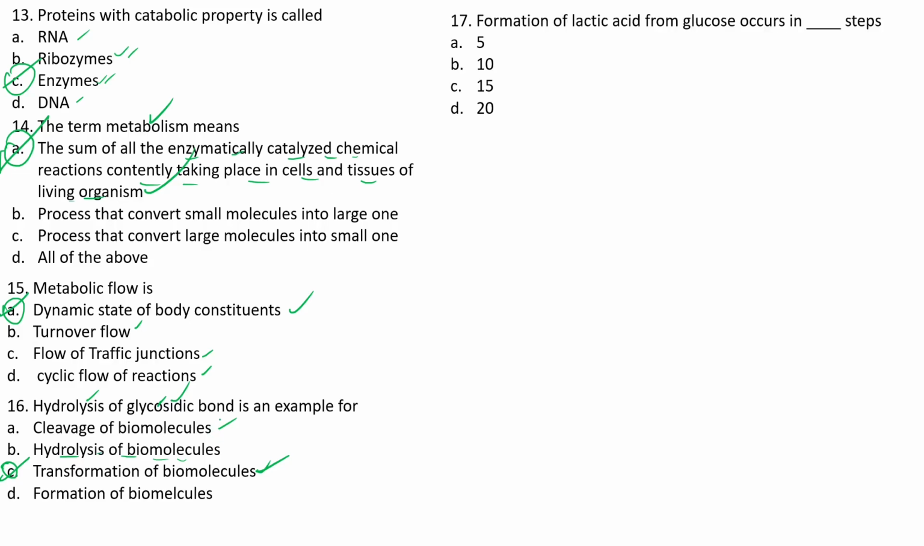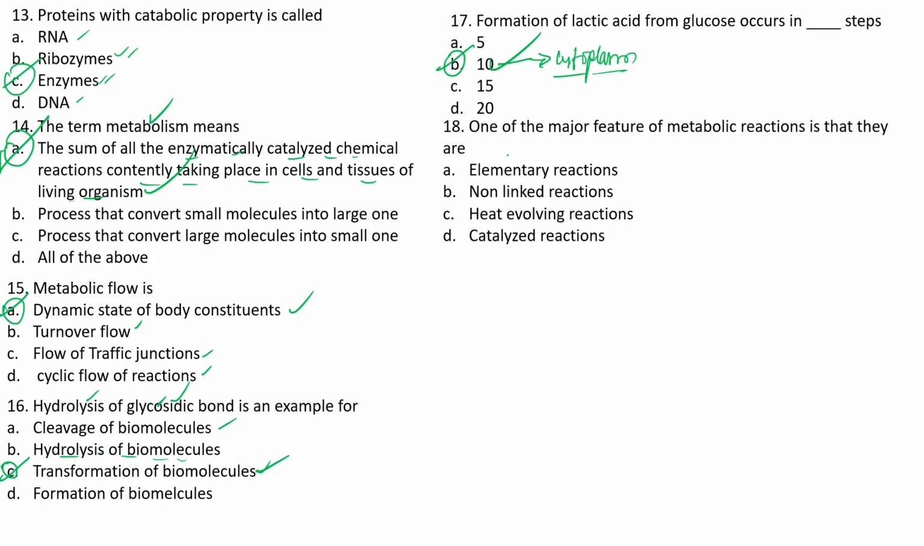The next one, formation of lactic acid from the glucose occurs in a dash steps. We all know it is how many steps? It is the 10-step reactions. So all these 10-step reactions mainly occur in the cytoplasm. All of these reactions occur in the cytoplasm. Yes, so these reactions are actually called glycolysis, as we discussed a moment ago.